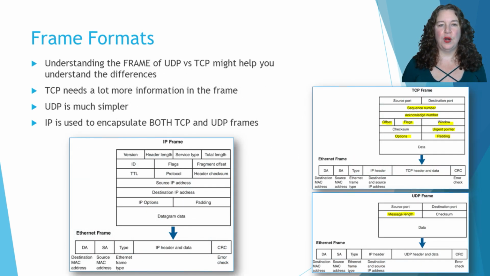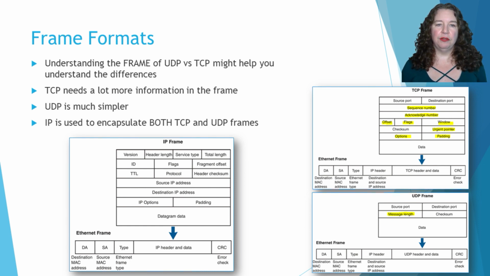Understanding the different frames of UDP, TCP, and IP might help you to kind of visualize that difference. We've talked about how IP encapsulates TCP and UDP, and Ethernet encapsulates IP, and TCP encapsulates ARP, or whatever frame it is that we're up above that.